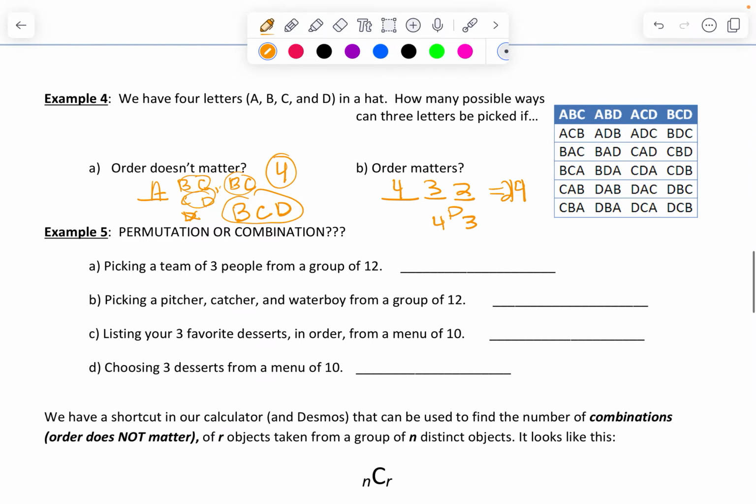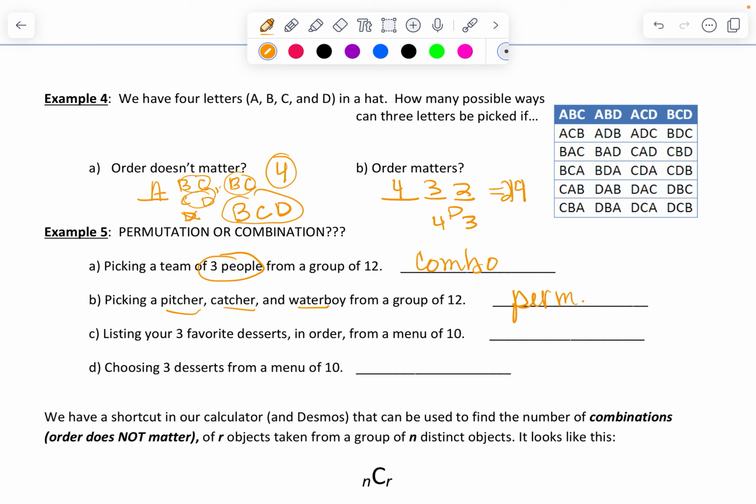Let's look at this next one. Picking a team of 3 people from a group of 12. Did it say how those 3 people were picked? Nope. We don't care if it's 1, 2, 3, 3, 1, 2, as long as you have a certain 3 people in that group. So this one is a combination. Picking a pitcher, a catcher, and a water boy from a group of 12. Those matter. They have special names. So this one's a permutation.